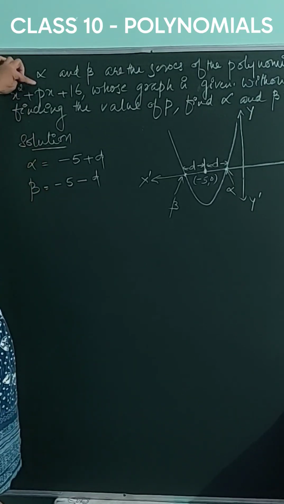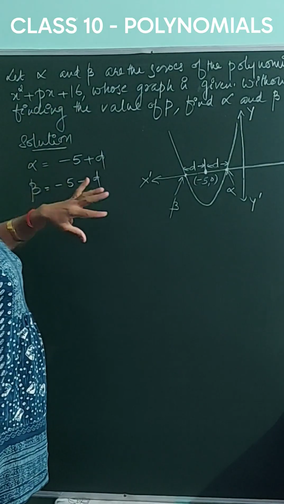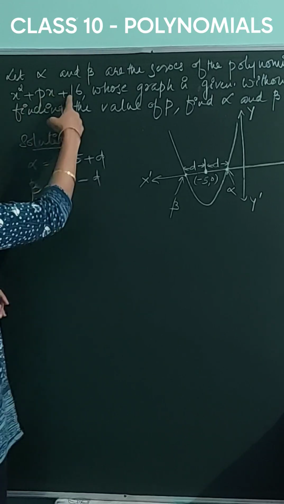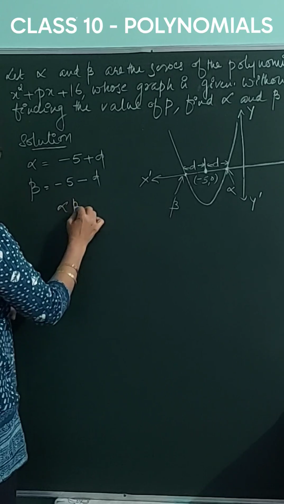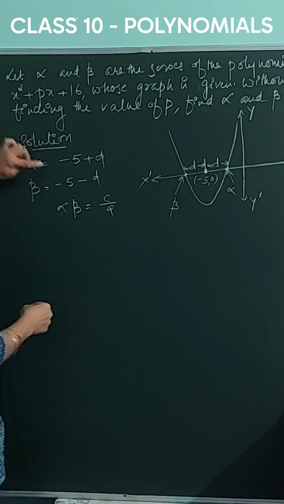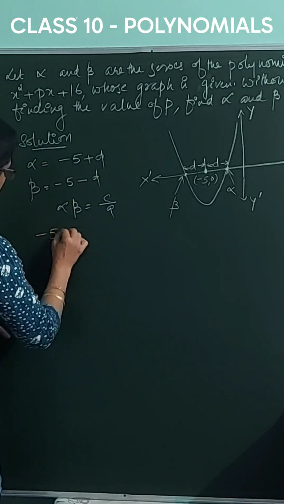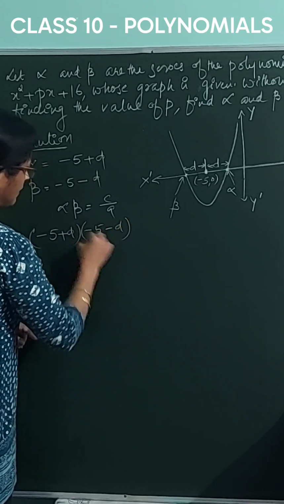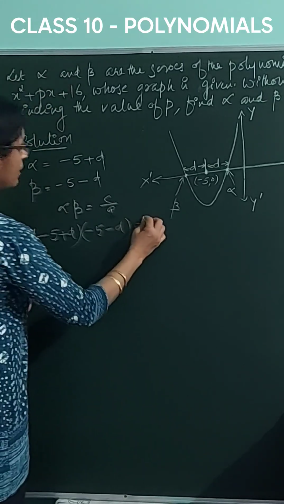Now, since we don't have to find the value of p from the equation, sum of zeros has nothing to do with this question, but we can have the product of roots from the equation. It is 16, c by a. Alpha beta will be c by a. If we put the values, alpha into beta, that is minus 5 plus d multiplied by minus 5 minus d, will be equal to c upon a. C is 16 and a is 1.